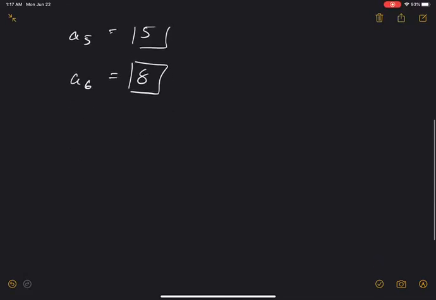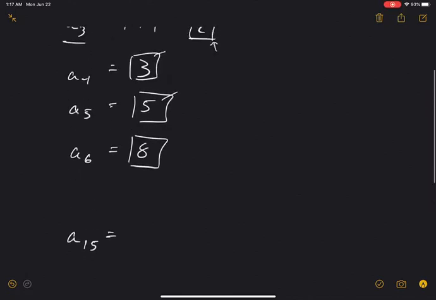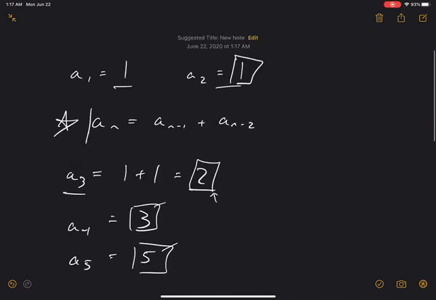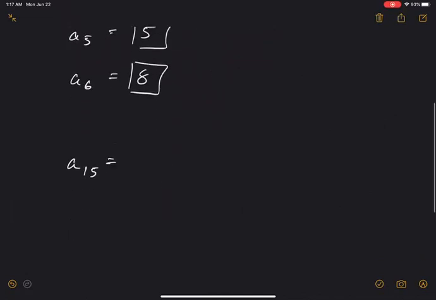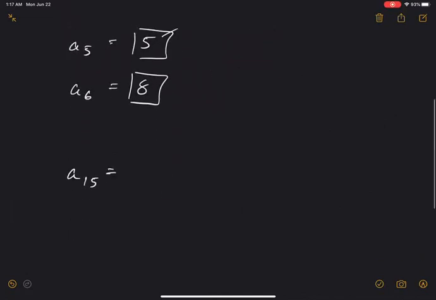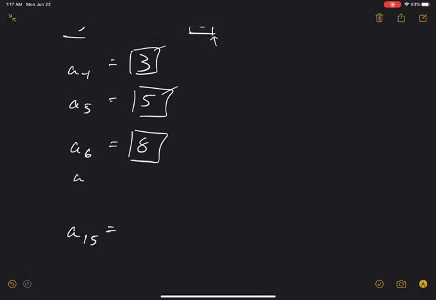But now let's try and skip a few. What if they ask what A15 is? Okay. And this is the only information I know, right? I know A15 is going to be A14 plus A13. But I don't know what A14 and A13 are, right? So to figure out what A15 is, I would have to work my way up from the beginning. I'd have to find what A7 is, A8, etc., all the way up to A13, A14. And then once I know all this, then I could find A15.